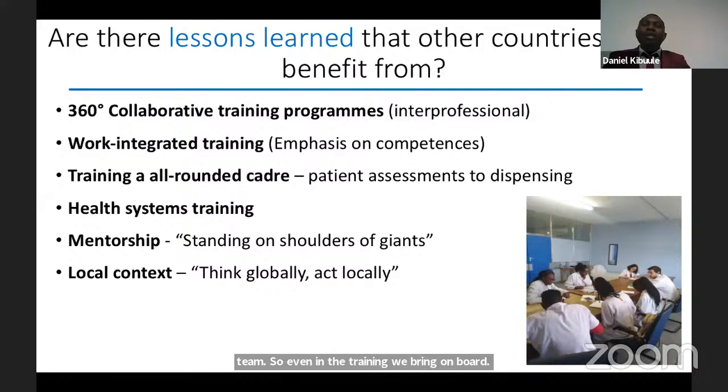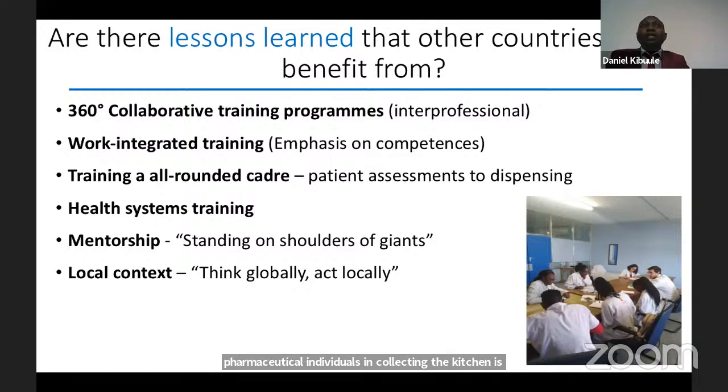Then to make the transition from undergraduate training into hospital pharmacy practice, we have deliberately placed emphasis on work integrated training. And our training is competence-based. So the focus is that our students attain competencies, for example, in patient consultation, in undertaking medication reviews, in making pharmaceutical interventions, in collecting medication histories.